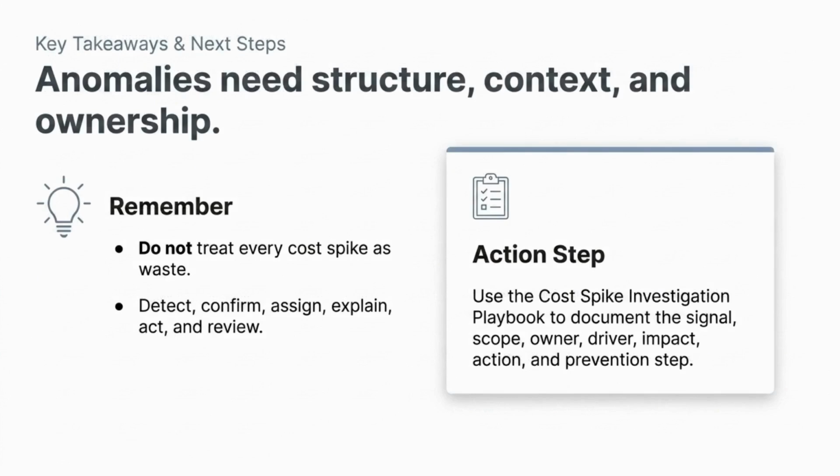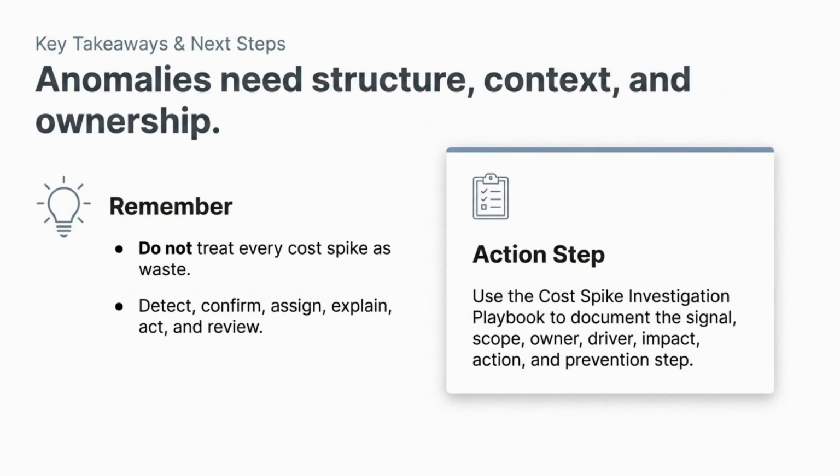The takeaway from this lecture is that anomalies need structure, context, and ownership. A cost spike may be waste, a defect, a forecast miss, or valid business growth. The FinOps practitioner helps the organization respond in a disciplined way. Use a simple workflow: detect, confirm, assign, explain, act, and review. Communicate clearly and neutrally. Track the owner, impact, next action, and prevention opportunity.